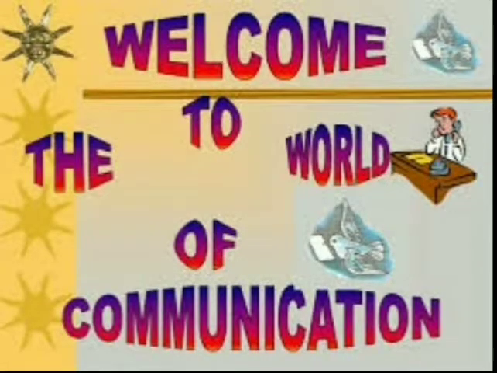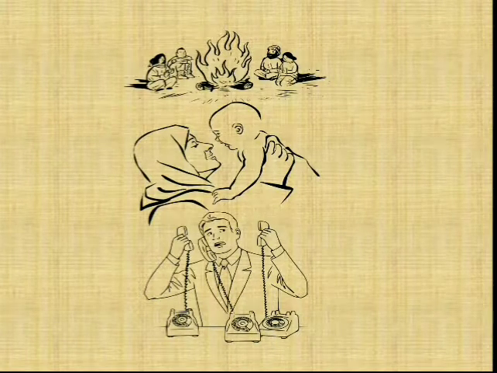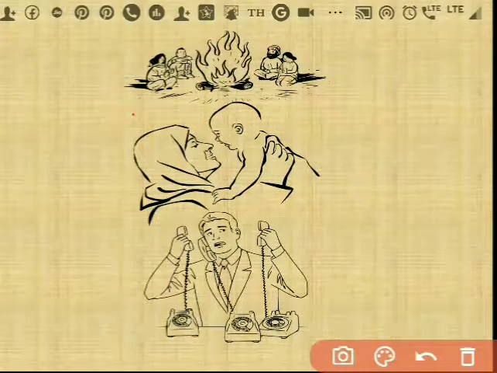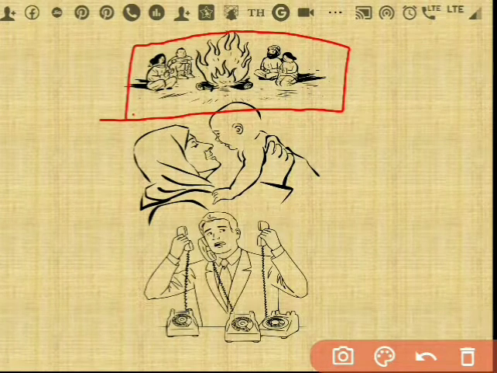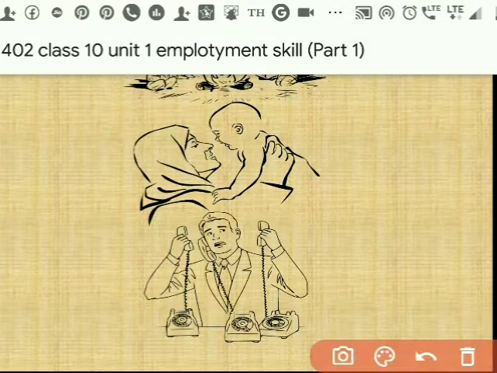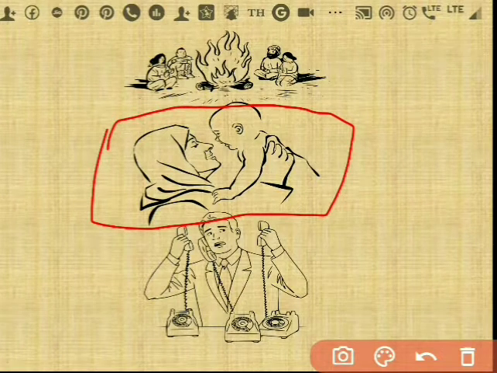So dear students, let us start with the topic of communication. As you can see in this image, what can you see? Yes, you can see some people are sitting together and they are communicating. They are trying to exchange their views. Here in the next image, you can see a mother is trying to communicate her affection to a child, but they are not exchanging any words.